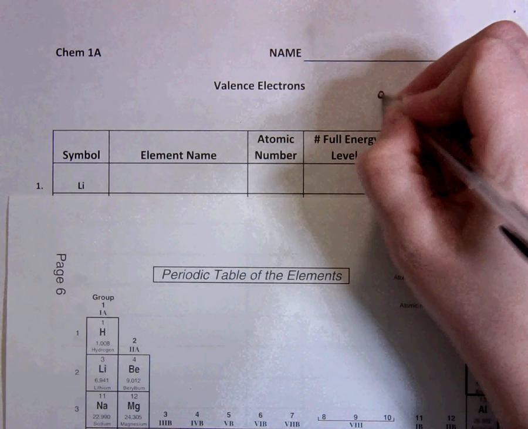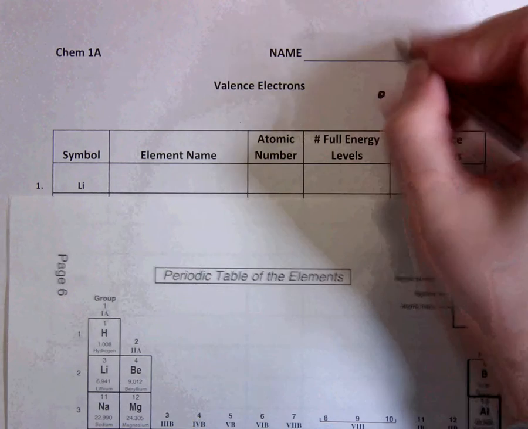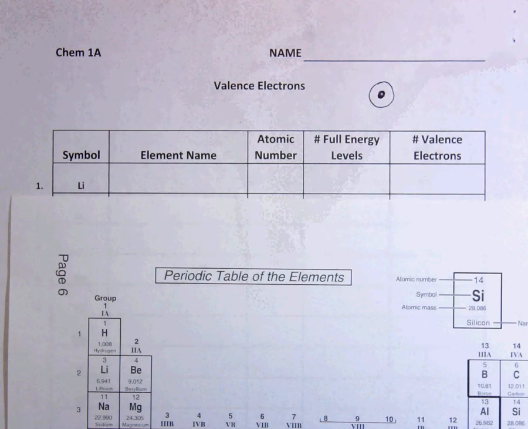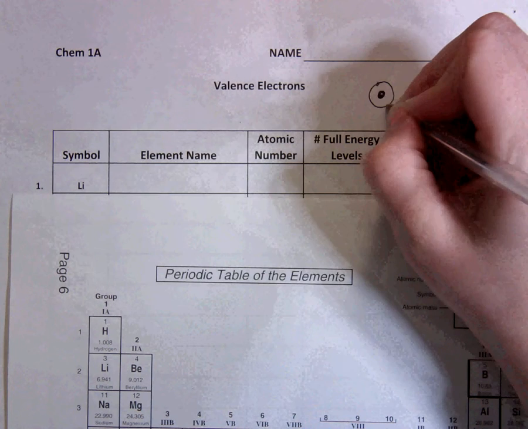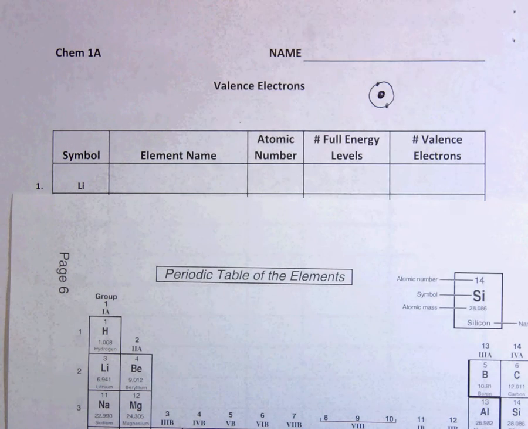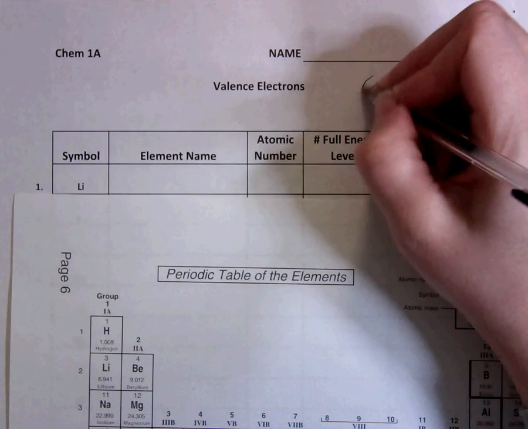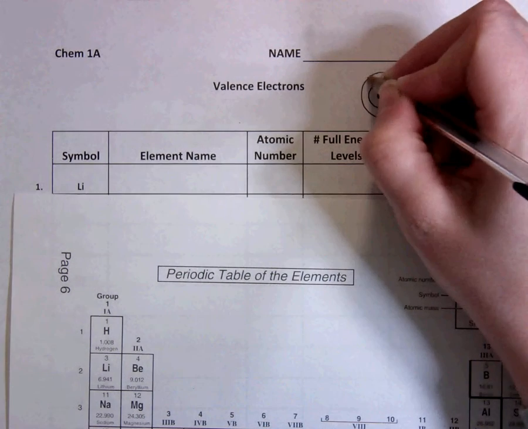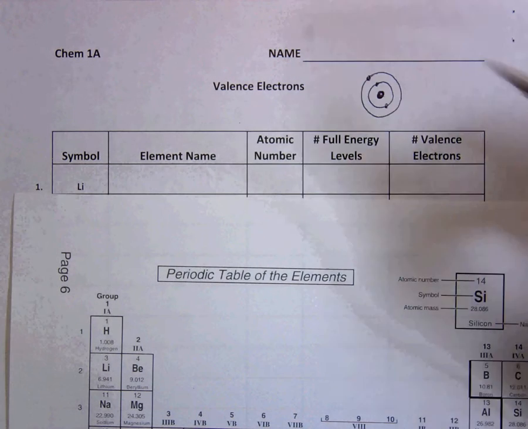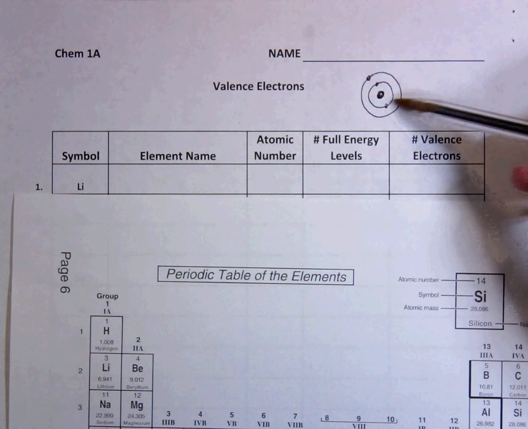Here is lithium. It's going to have a nucleus with protons and neutrons. Then its first energy level of electrons around the nucleus can hold up to 2 electrons. All right, that first energy level can only hold 2. But I know lithium has 3 electrons, so I would go ahead and give it another energy level with that 3rd electron.